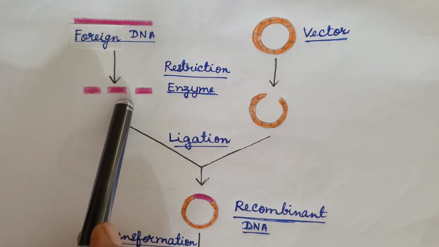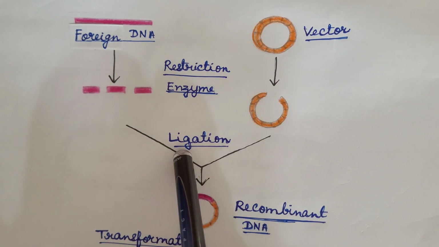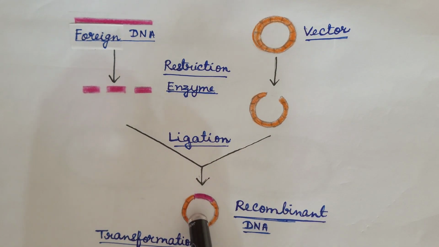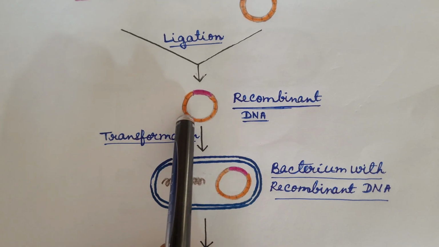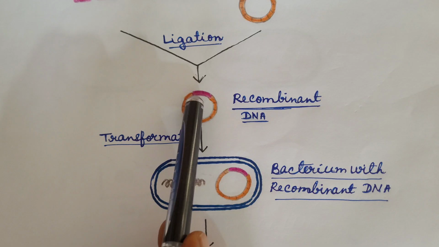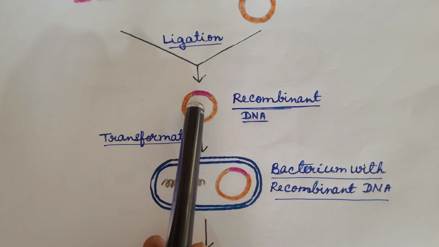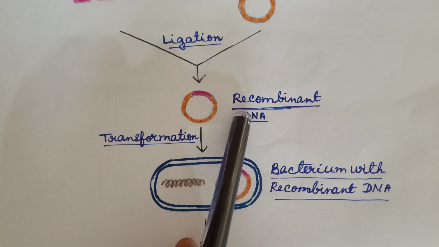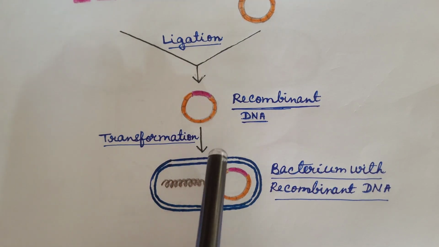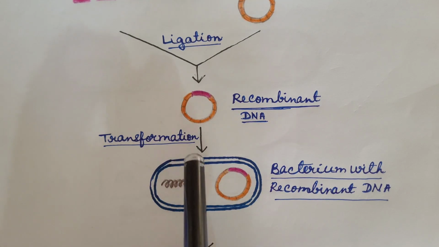Then the desired gene is ligated with the fragment of vector by the ligase enzyme, and this process is known as ligation, and this results in recombinant DNA. This is the target gene and this is the vector DNA. It is also known as the hybrid DNA or chimeric DNA. Then this recombinant DNA is introduced into the host cell by the process of transformation.